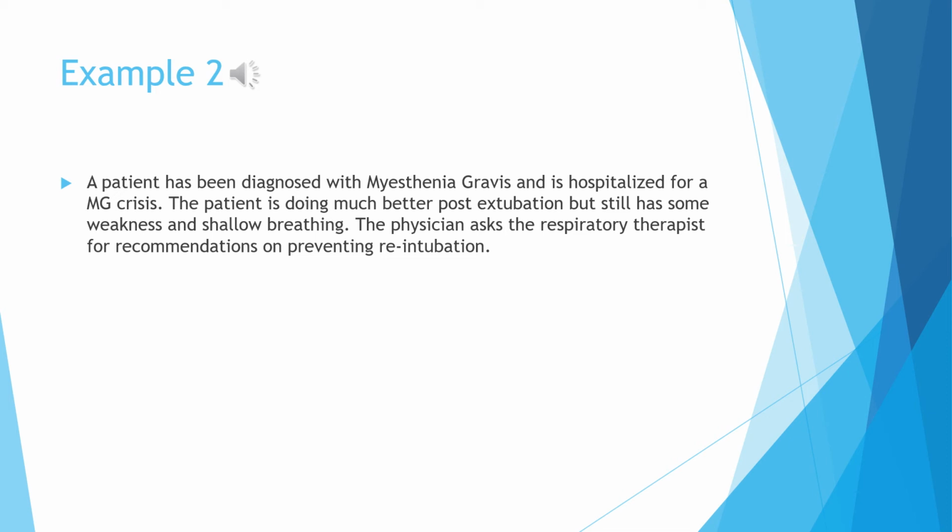In example number 2, we have a patient who has been diagnosed with myasthenia gravis and is hospitalized for a crisis. The patient has been intubated and extubated, still has some weakness and is breathing a little bit shallow. So the physician asks the respiratory therapist to recommend what we can do to prevent this patient from being re-intubated. AVAPS is a good fit for neuromuscular patients because it will assist the patient's spontaneous ventilations and ensure they maintain good ventilatory status. Since this mode also has a backup rate, you don't have to worry if the patient's spontaneous breaths fall below the backup rate level.